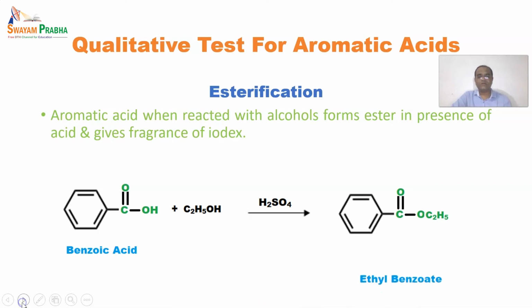is treated with an alcohol in the presence of H2SO4. This reaction we have seen in the reactions of aromatic acids, and it forms an ester, and this ester gives a fragrance. Whenever H2SO4 has been added, the mixture is heated in a test tube on a heater or Bunsen burner, and it will give the fragrance of ethyl benzoate.